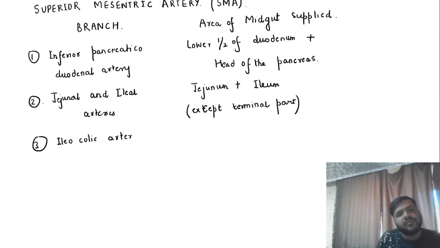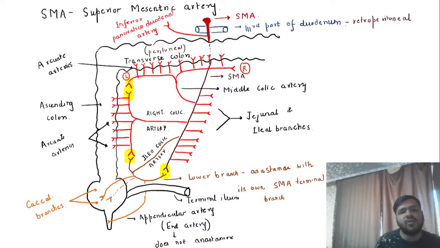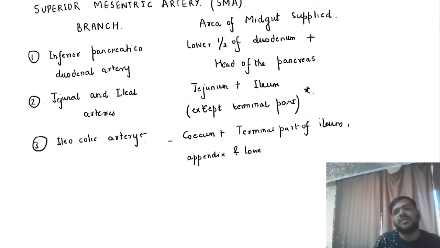Ileocolic arteries, okay. It is supplying the cecum plus terminal part of ileum. अब टर्मिनल पार्ट ऑफ इलियम को जेजनल और इलियल नहीं करती, कौन करता है, इलियोकोलिक आर्टरीज, ठीक है, ये जो पॉइंट है ये आप लोगों को ध्यान रखना है। टर्मिनल पार्ट ऑफ इलियम, सीकम, अपेंडिक्स एंड, खुद दिमाग लगाओ, जो दिख रहा है वही बोलना है, और थोड़ा सा पार्ट ये असेंडिंग कोलॉन का, जो पिक्चर में है वही मैं कॉपी कर रहा हूँ, lower one third of ascending colon.